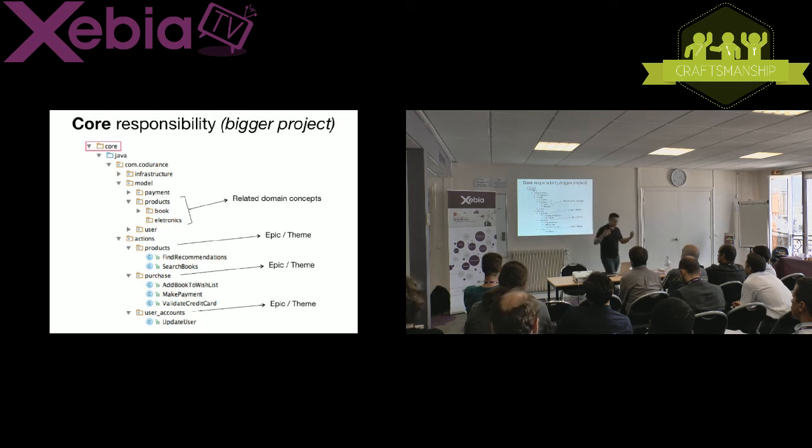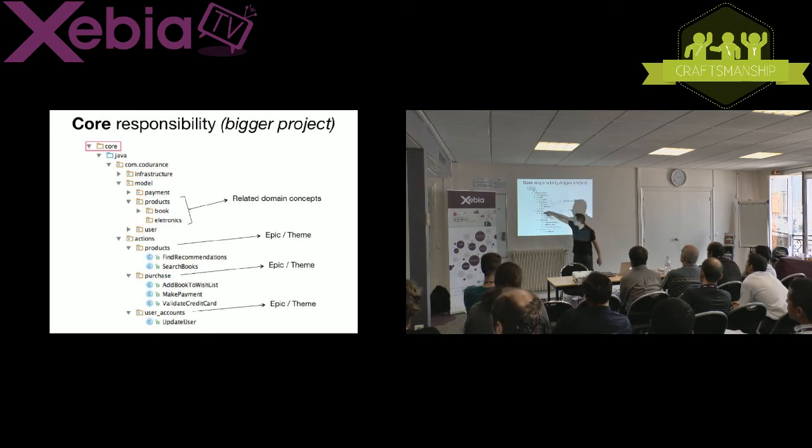For those of you that are more aware of domain-driven design, there is a concept called bounded contexts. As you start adding new behavior in your system, always name them after verbs: find recommendations, search books, add books to wish list. So you can start grouping them, because normally these user stories are part of an epic, or they can be grouped by features.